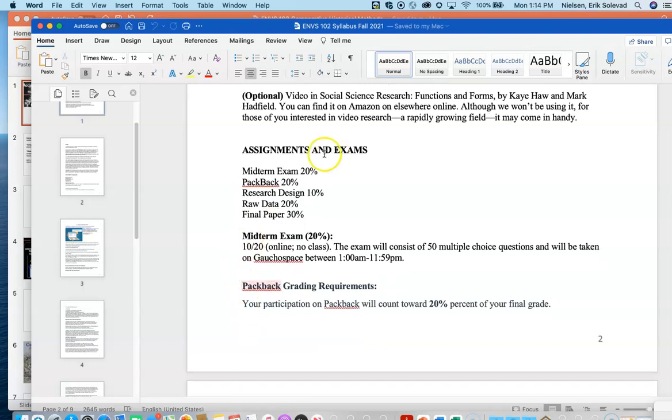So, just a reminder, this is really the only exam. It is the only exam that you have in this class. It is worth 20% of the grade, so it is fairly important in that regard. Packback is 20%, so some of you who have not been on Packback, I've noticed, you need to get on there soon because you are losing points. And then coming up, we've got the research design, collecting raw data, and then the final paper.